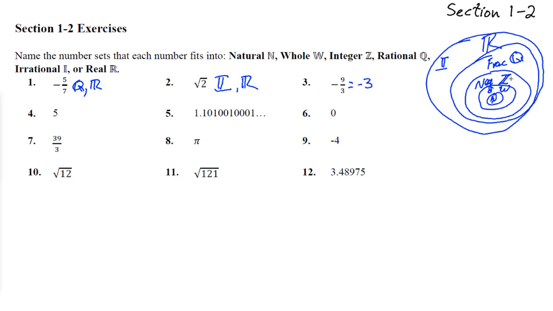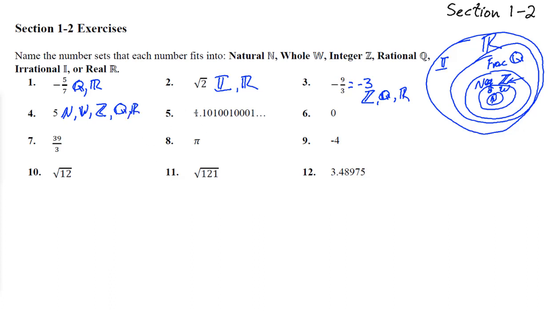Here is negative 9 over 3, which is the same as negative 3. Notice it is negative, so we start off right here. It's not 0 and it's not a normal counting number, so it's going to be an integer, which means it's also a fraction, a rational number, which means it is also real. The number 5 is one of the normal counting numbers, 1, 2, 3, 4, 5. So it is a natural number, which means it is included in all the whole numbers, all the integers, and all of the rationals, and of course it's a real number.